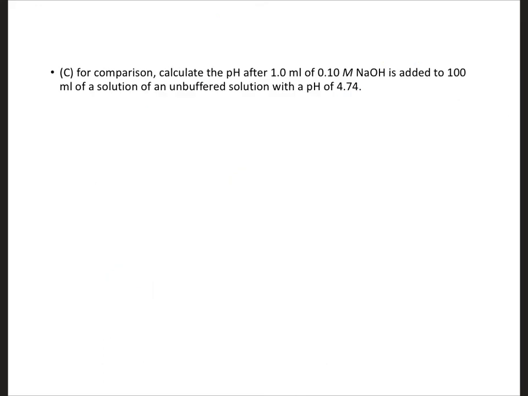So the next part of this problem is going to say, okay, let's just do a comparison where we didn't have a buffered system, and let's just start off with something that has a pH of 4.74, and then just add in that 1 milliliter of the sodium hydroxide. So it may be helpful to think about this conceptually as well. We have some unbuffered solution. It's based in water. Now it's acidic in pH, so we've got H3O pluses in there. We've got more H3O pluses than we have OH minuses. So we'll say there's 2 of the H3O pluses and only 1 of the OH minuses.